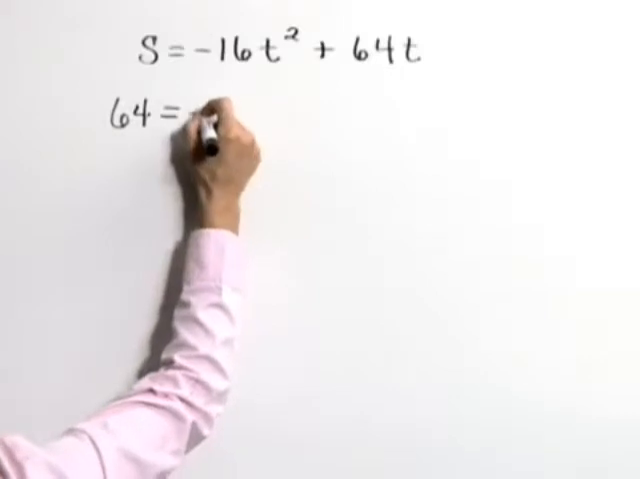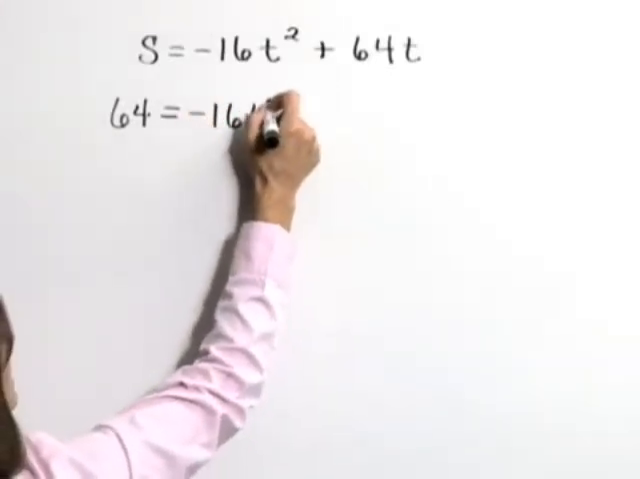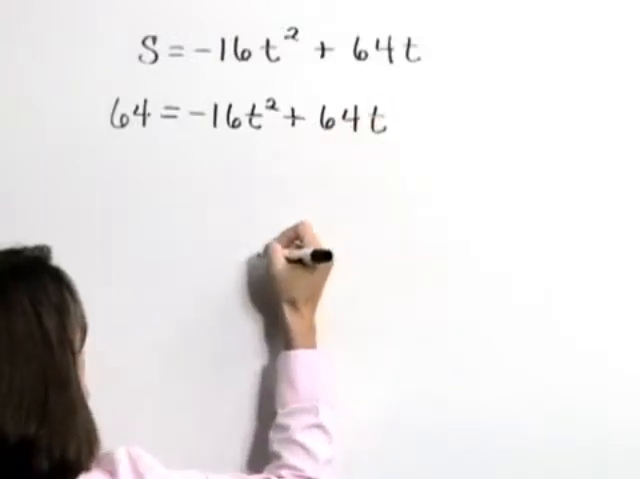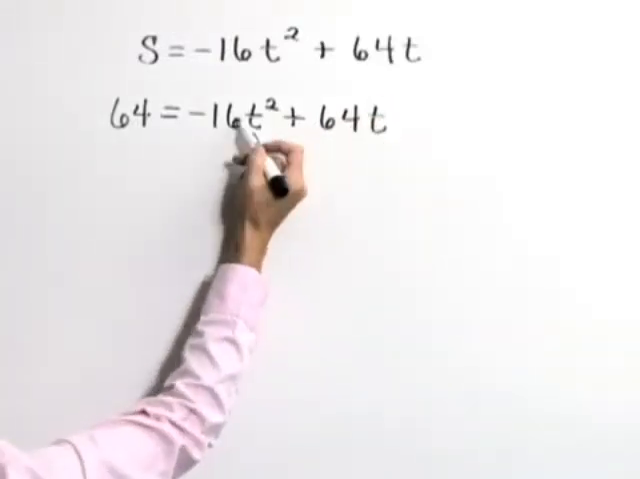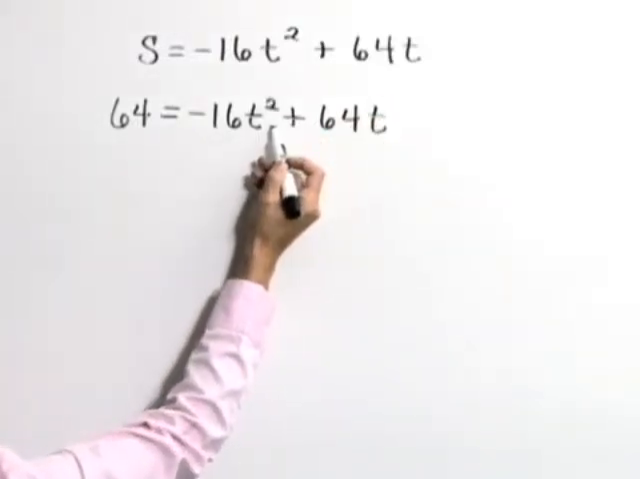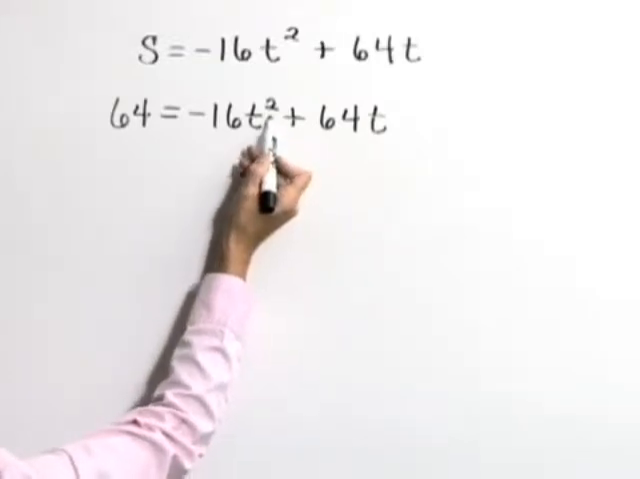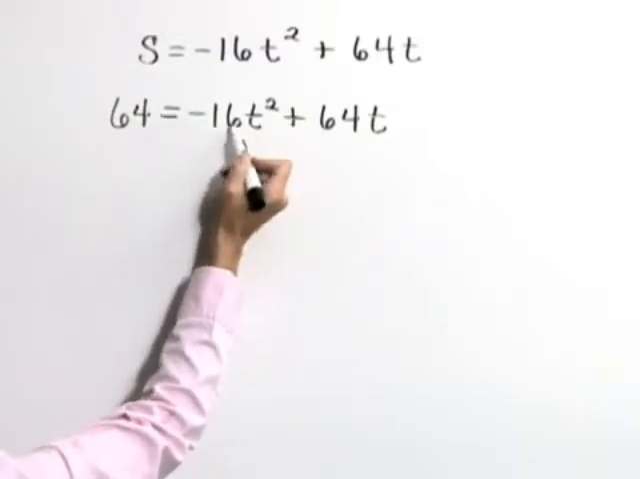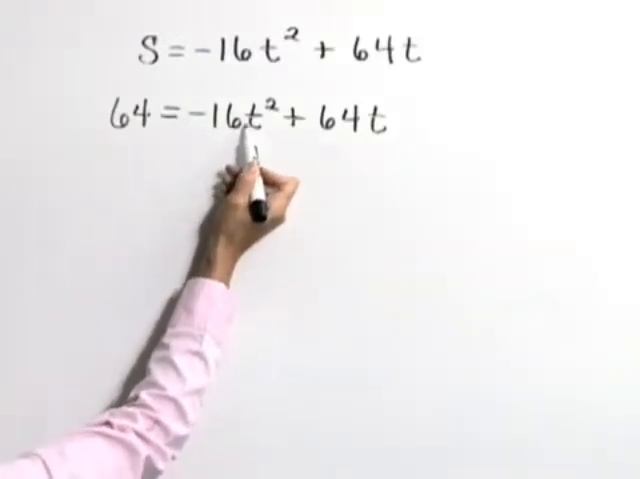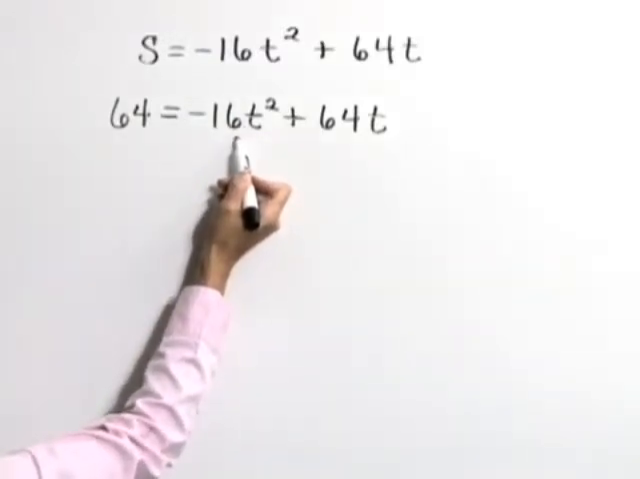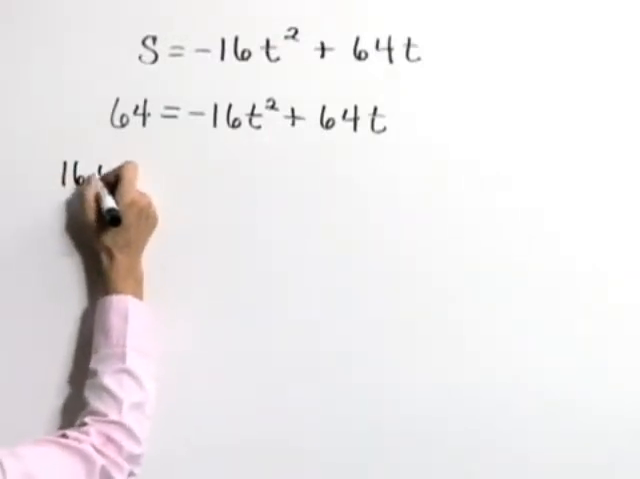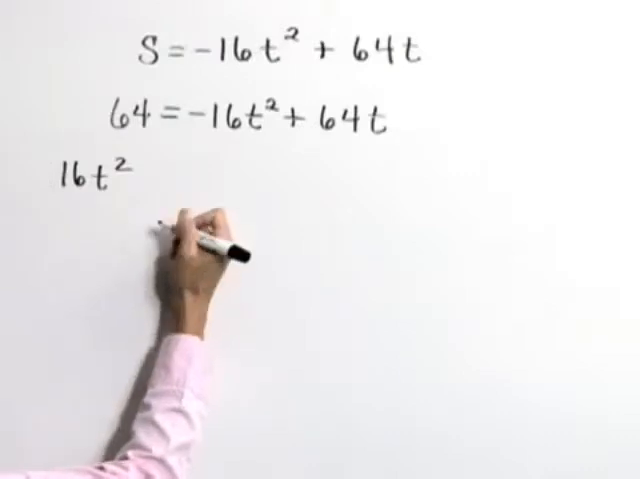So 64 is equal to negative 16t squared plus 64t. We have a quadratic equation to solve. Let's put it in standard form. I'm going to move terms to the left-hand side of the equation, so this leading coefficient will be a positive number. So adding 16t squared to both sides gives, on the left, a positive 16t squared.